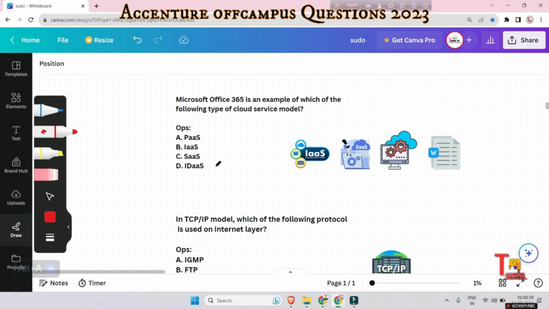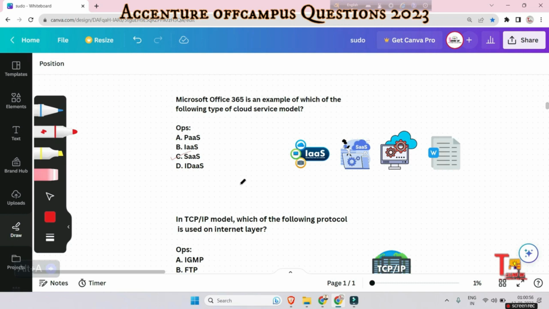Microsoft Office 365 is an example of which of the following types of cloud service model? The answer will be C. SaaS, right? Software as a Service. Microsoft Office is an example of SaaS, right?